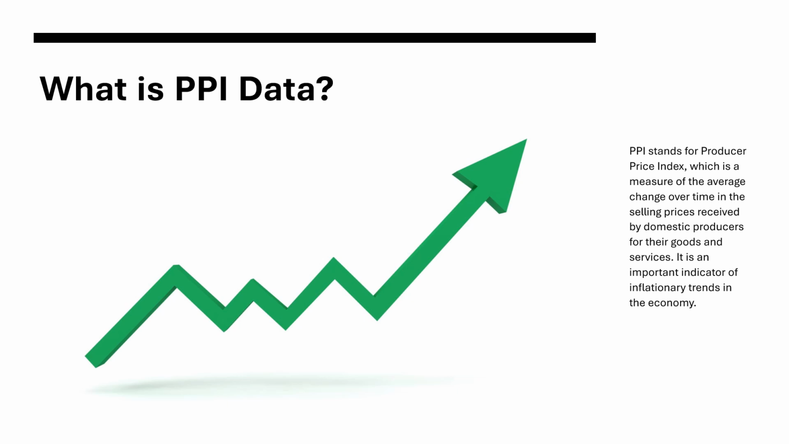What is PPI data? PPI stands for Producer Price Index, which is a measure of the average change over time in the selling prices received by domestic producers for their goods and services. It is an important indicator of inflationary trends in the economy.